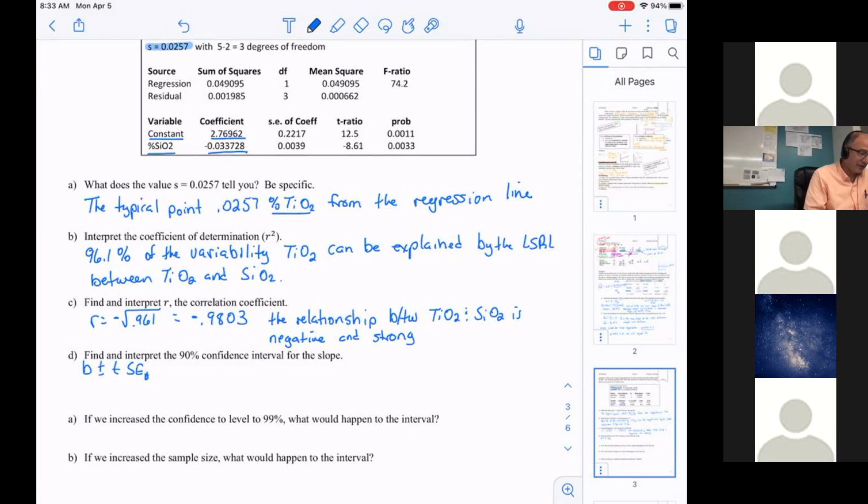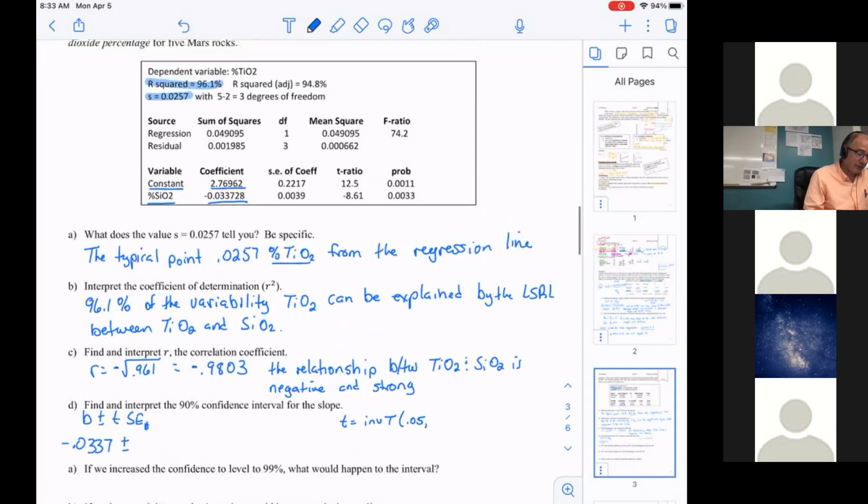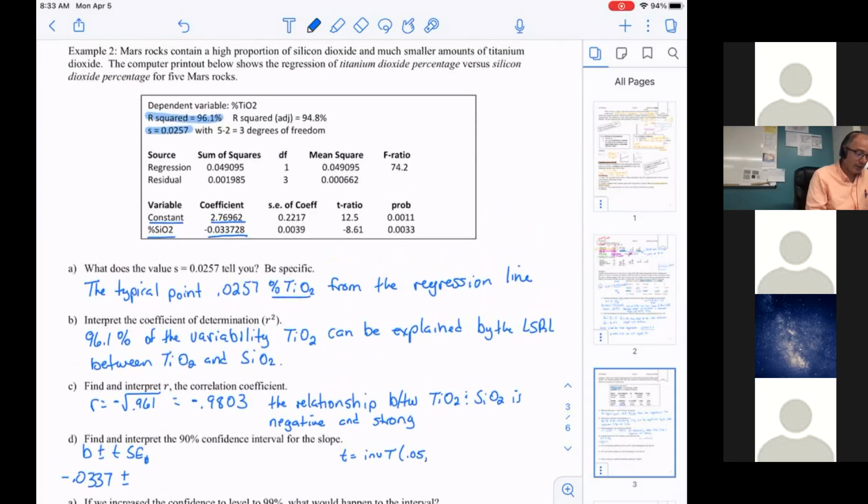Sorry, I was looking at my notes and I got confused. The standard error is 0.0337. I'll just cut it off there. We need a critical t value, so let's come over here and figure out what t is. We're going to use inverse t. We're still talking about a 5% tail and degrees of freedom. Did it give us a size n? Well, it told us we had 3 degrees of freedom.